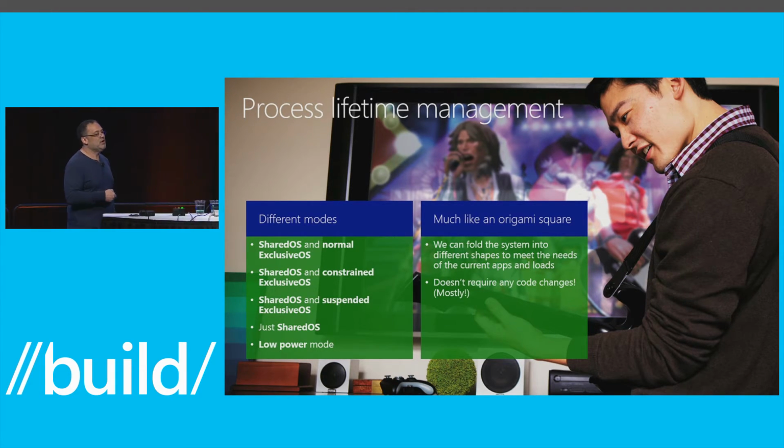You can also have just the shared OS running in the box today. That's actually relatively easy to do. You can go to that constrained tile and actually quit the game. The game will shut down. We'll deconstitute the exclusive OS partition, and the box will just be running in shared OS.